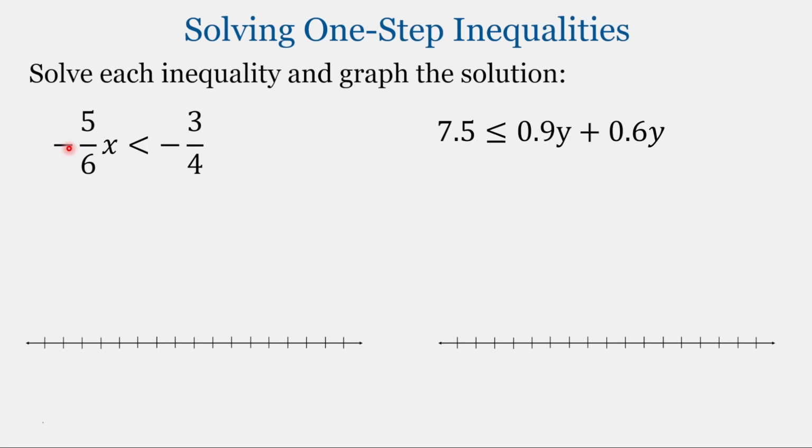With the third problem, we have negative 5/6 x less than negative 3/4. X is multiplied by negative 5/6, so we're going to multiply by that reciprocal. So we have negative 6/5 is the reciprocal of negative 5/6.